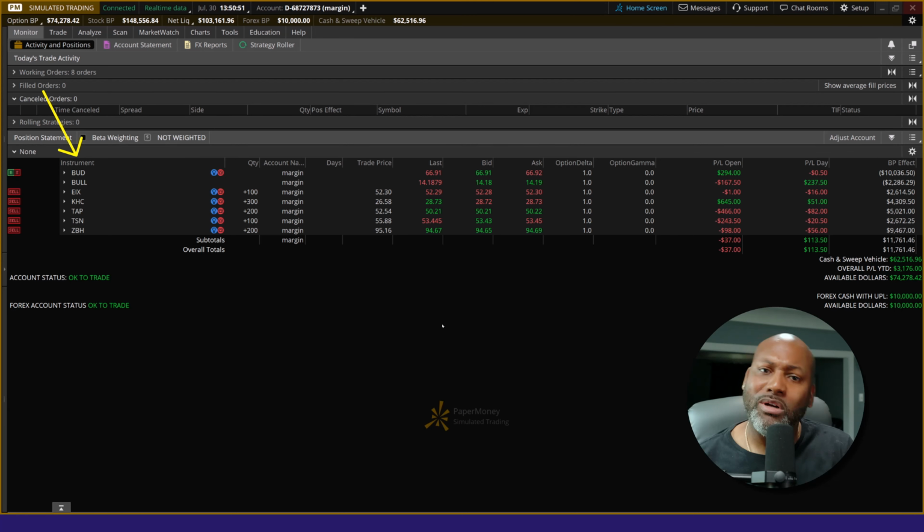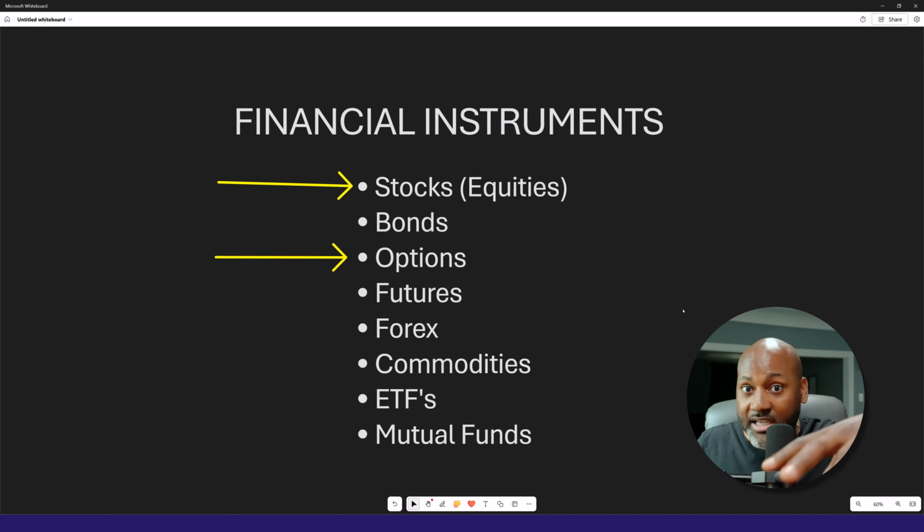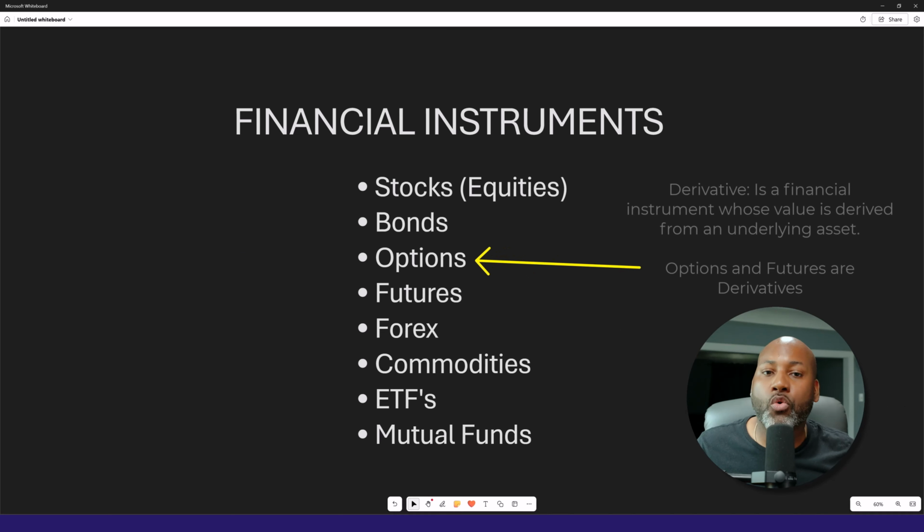Instrument, what's that? Piano, a guitar, some drums, some tambourines. What the heck is an instrument? An instrument is short for financial instrument. We're going to focus on stocks and options in the position statement. But I wanted to give you a list of some other financial instruments. You've got stocks, which are also referred to as equities. And I'm going to show you that in the platform once we go back to it. You've got stocks, bonds, options, futures, Forex, commodities, ETFs, and mutual funds. And just as a bonus, options are also referred to as derivatives.